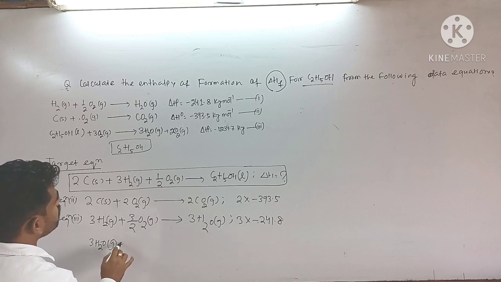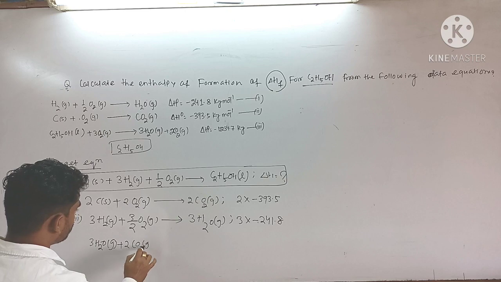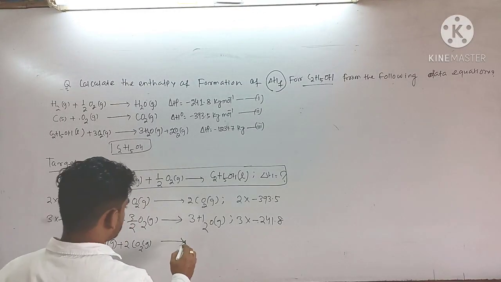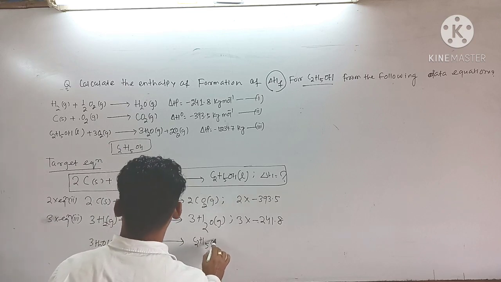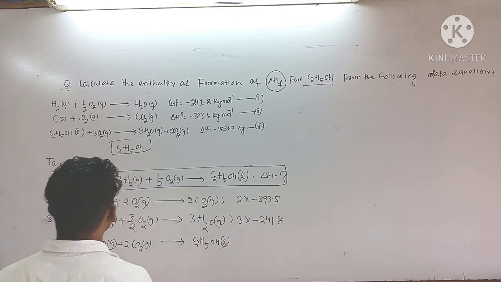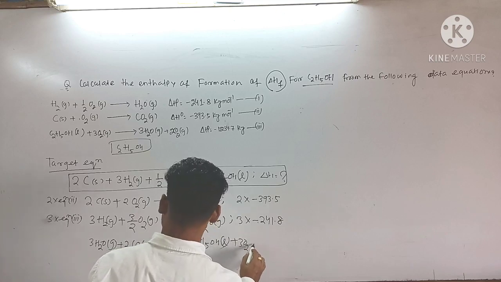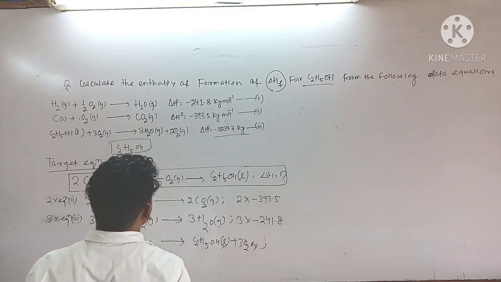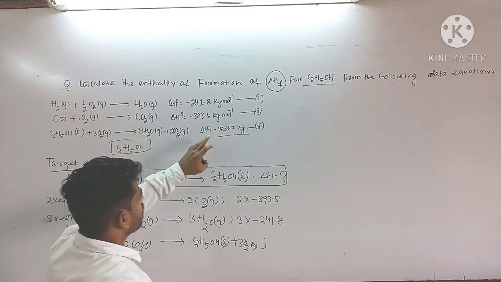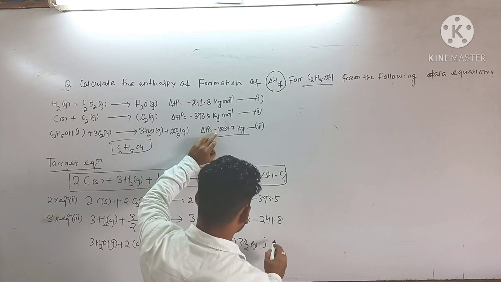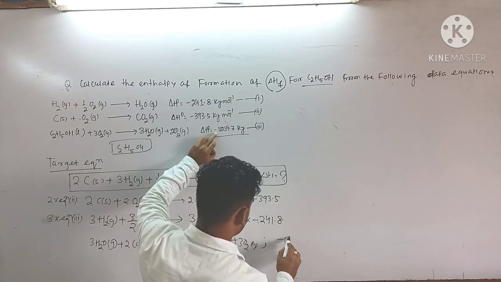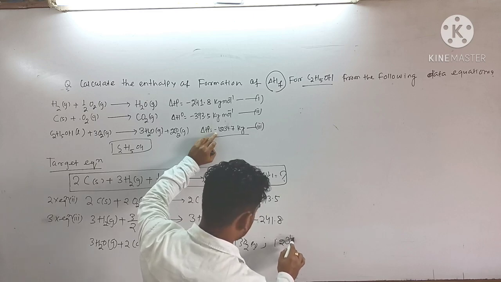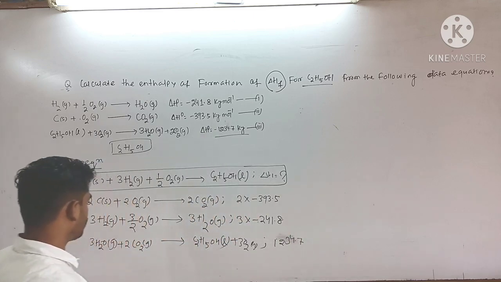That will be 3H2O gas plus 2CO2 gas giving rise to C2H5OH liquid plus 3O2 gas. And what about its enthalpy? It is in minus, since the equation is being reversed, you can put a positive sign over here. So that will be plus 1234.7.